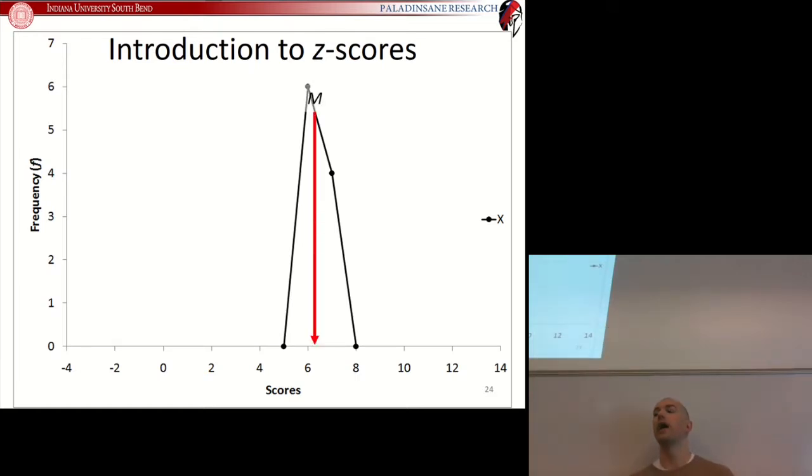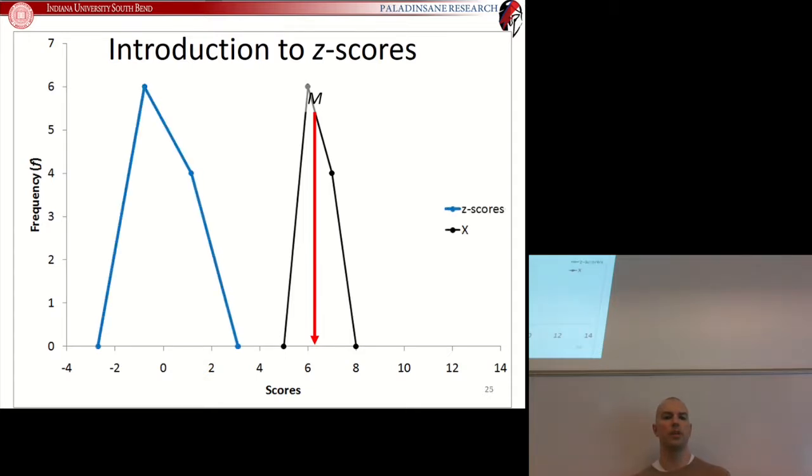If you got a frequency distribution that looks like this, it will always have a mean. You can always add up all the scores and divide by the number of scores. And then again, if you calculate the z-scores, it'll move that distribution so that its mean is in a certain location. Spoiler alert, 0. And it will either stretch or squeeze the distribution so that it has a certain variability. And again, spoiler alert, that variability is a standard deviation of 1. So that's all that a z-score does.